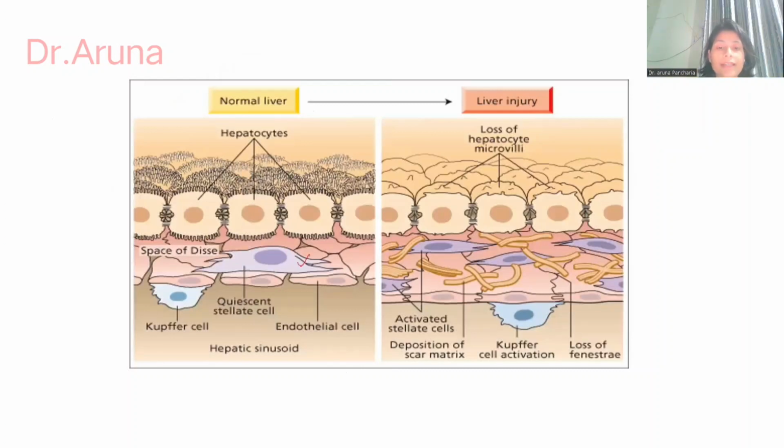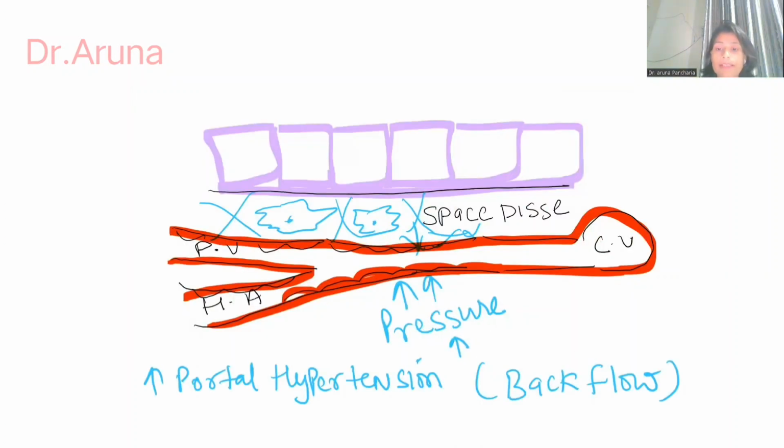So these are silent stellate cells in the space of Disse. And now in this picture, they are going to proliferate, so more and more collagen. So collagen is there now, and this space of Disse increases and creates a pressure over the sinusoid. As they create pressure on the sinusoid, there is a back pressure. So this is the central vein, this is the portal vein, and this is the hepatic artery. There is a back pressure, and this leads to portal hypertension.